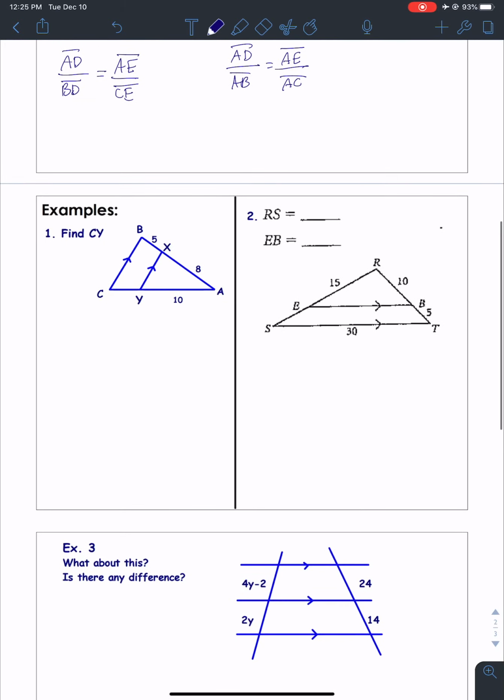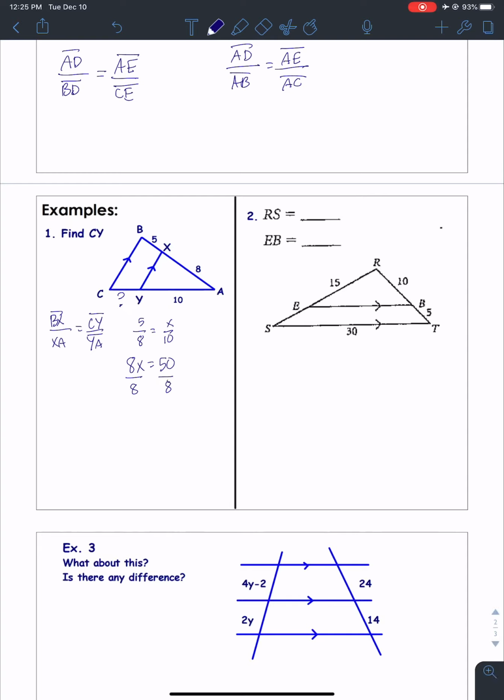So for the first one, it says find the length of CY. So using the triangle proportionality theorem, I know that BX and XA are proportional to CY and YA. So I'm going to use the information from my triangle and fill that in. So I get 5 over 8 is equal to x over 10. To solve this, we're going to use cross multiplication. So 8 times x is 8x. 5 times 10 is 50.